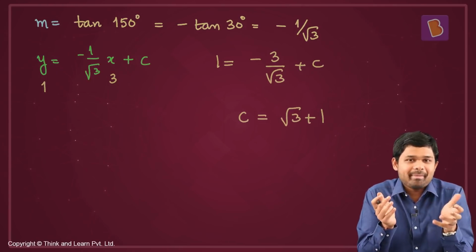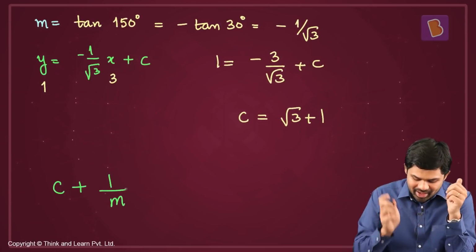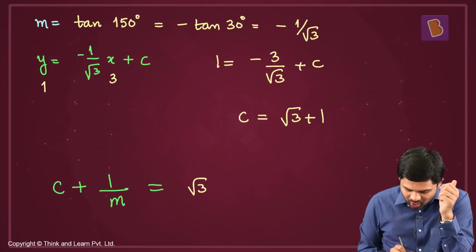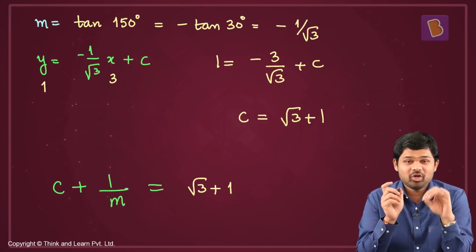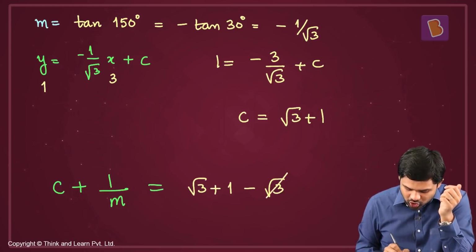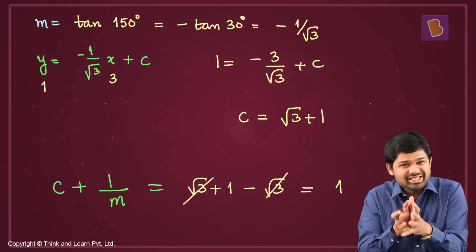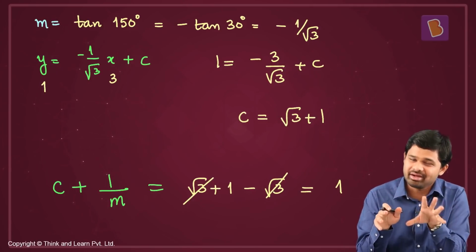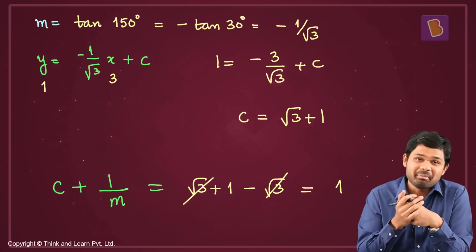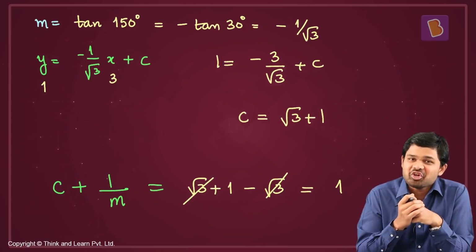So I know the value of m, I know the value of c. I need to find out what is c plus 1 by m. So c is root 3 plus 1. m is -1 over root 3. So 1 by m is going to be -root 3. So these root 3's will cancel out and I will be left with 1. So very simple question. I have elaborated it a little too much, but this is a simple question to understand the concepts of slope and equation of a straight line.